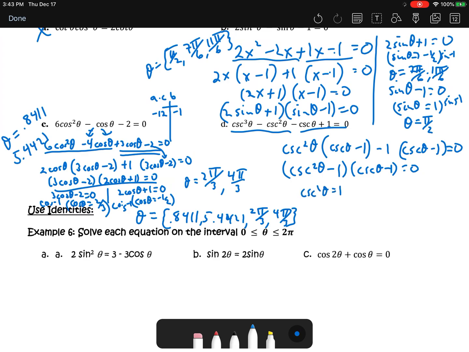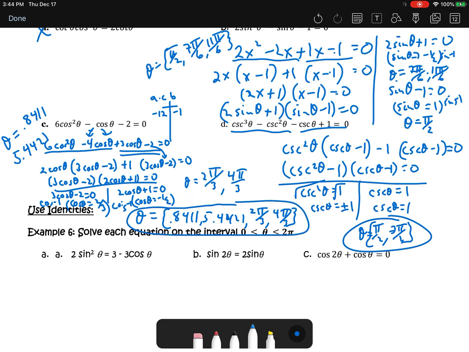So cosecant squared theta would equal 1, and cosecant theta equals 1, square root. Cosecant theta would equal plus or minus 1, and this one, so it's redundant. It's the same thing. Cosecant theta equals 1. So now all we got to ask ourselves is, when is cosecant negative 1 and positive 1? Okay, so cosecant is a reciprocal of sine. Well, the reciprocal of 1 is 1. So we can just ask ourselves, when is sine 1? And when is sine negative 1? 3 pi over 2. There's our answers.